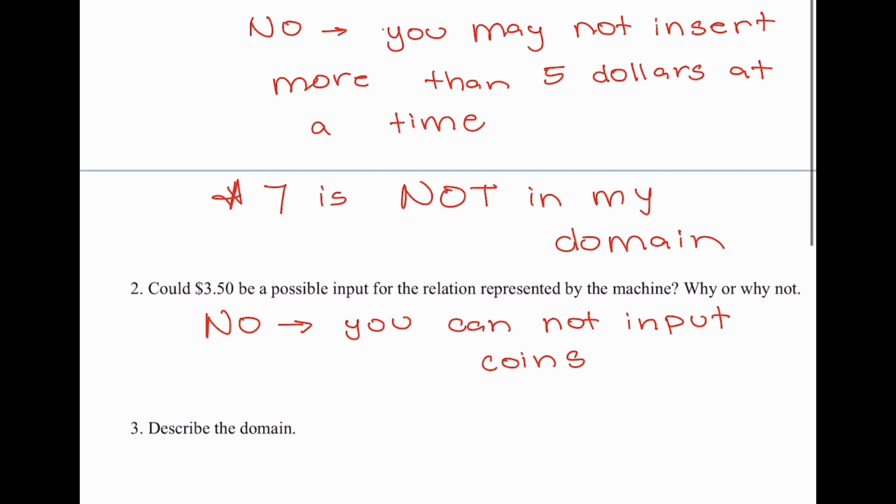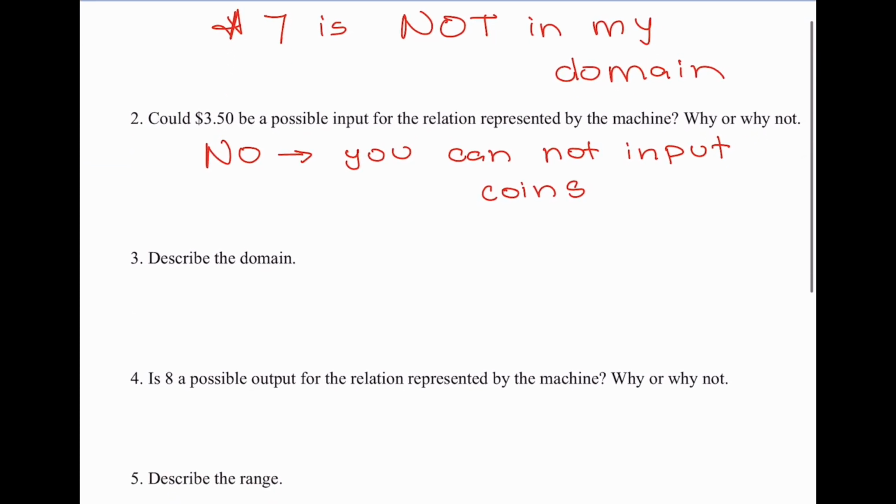So question 3 says, describe the domain. Our domain is dollar bills, but only whole number dollar bills, and we can't do any more than $5. So if I was going to list the domain, I would say I could put in $1, $2, $3, $4, and $5, but no more than 5. I could also put in 0, technically, by not putting in anything, because by not putting in anything, I will get the output of nothing, of 0.